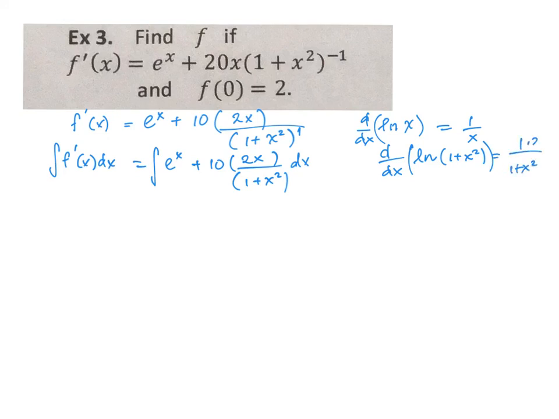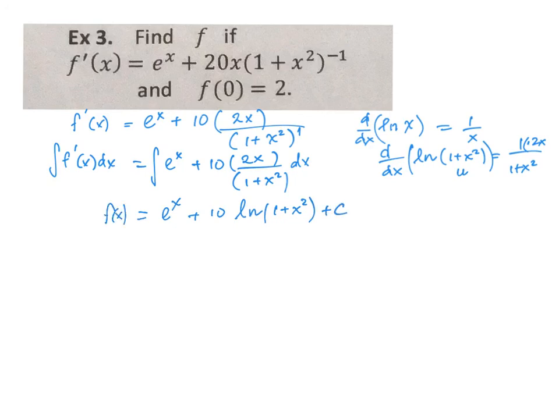So the antiderivative of e^x is just e^x because it's the derivative of itself, plus 10 times ln of u. In this case, our u is 1 + x², plus c, and that is f of x.